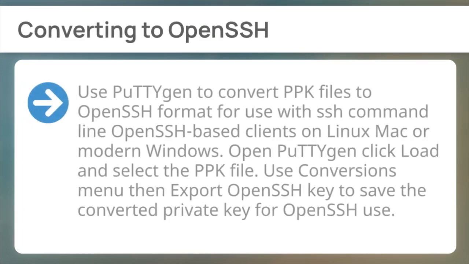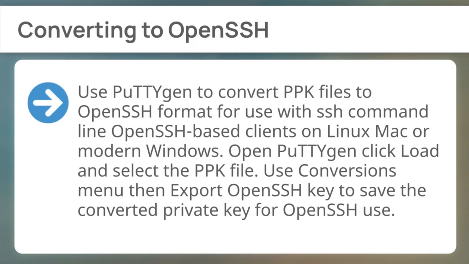Finally, converting to OpenSSH. Use PuTTYgen to convert PPK files to OpenSSH format for use with SSH command line, OpenSSH-based clients on Linux, Mac, or modern Windows. Open PuTTYgen, click Load, and select the PPK file. Use the Conversions menu, then Export OpenSSH key to save the converted private key for OpenSSH use.